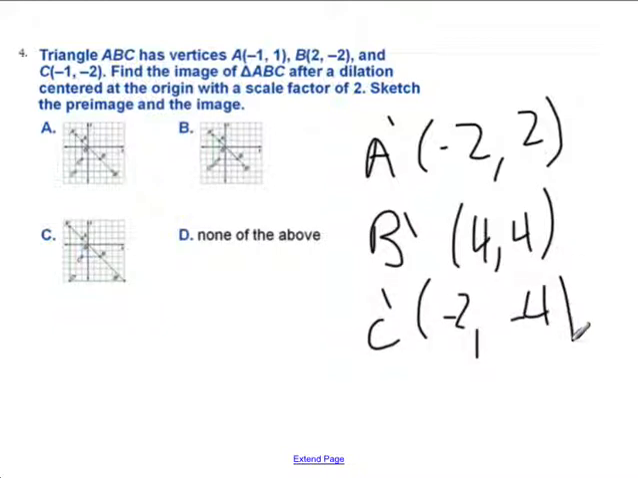So what we want to do is look at these and see which one of those has those points. So I want you guys to see if you can figure out A, B, C, or maybe even D, which one of those has the A prime, B prime, C prime that I have given here. And once you've done that, you can go ahead and show me your completed note sheet.